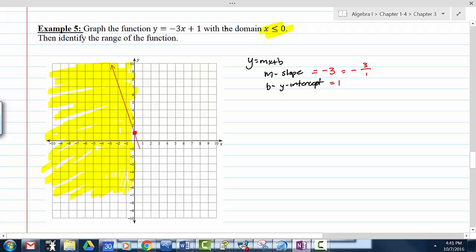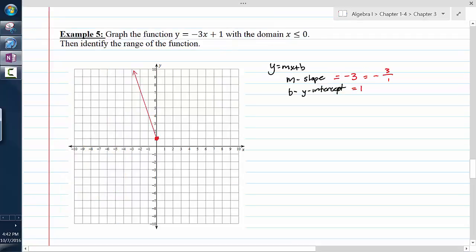So we're talking about everything less than. You're talking about all those parts. So notice you're just talking about that piece of the line because it's where x is less than or equal to 0. We'll do more of this stuff in class.